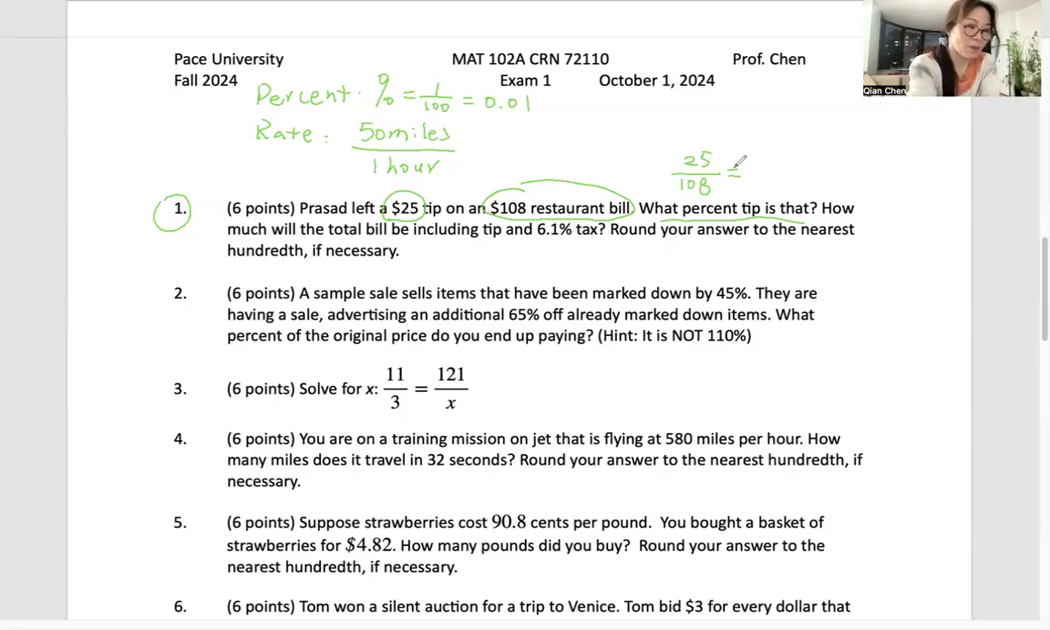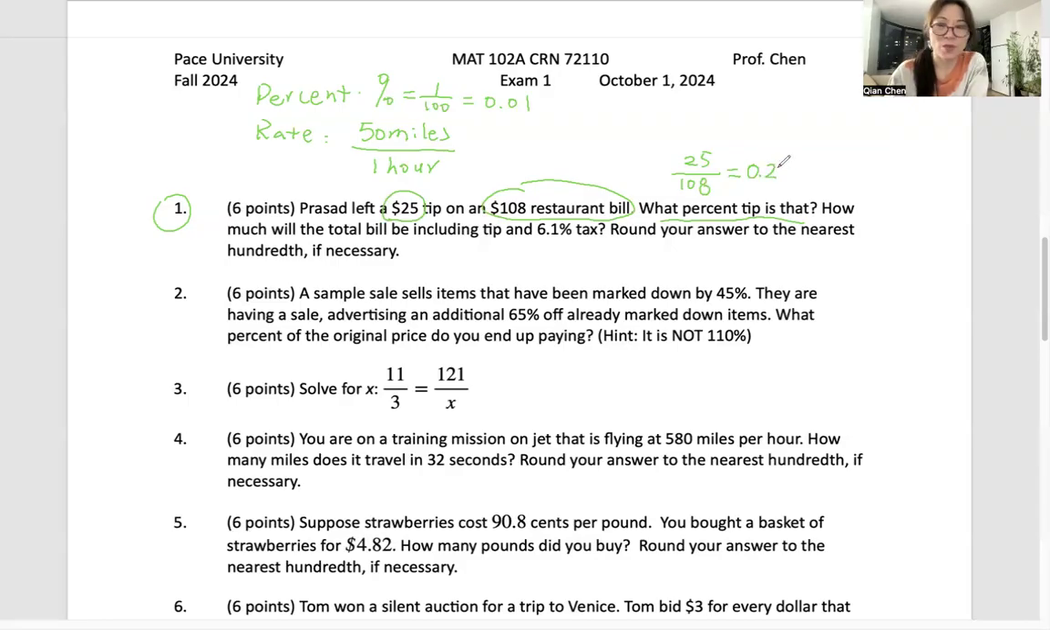Do 25 divided by 108 in your calculator. Then what do you get? Sometimes the calculator lies. When I first pressed it in, I got 0.1. I knew that was not right, so I did it a second time. So do use your judgment when you use calculators.